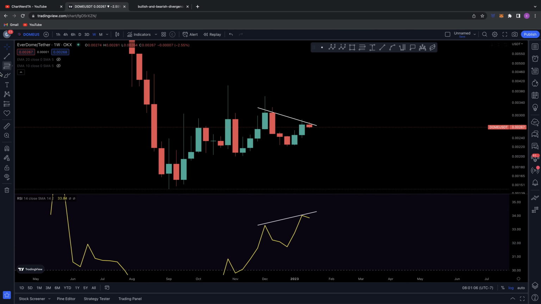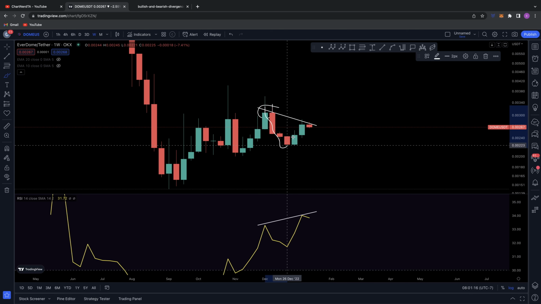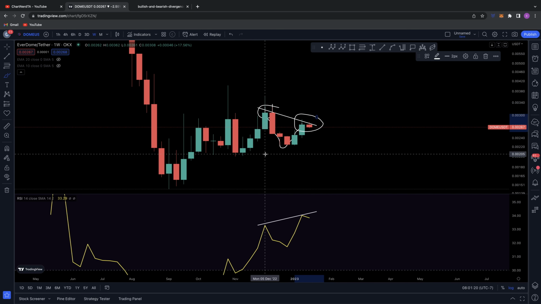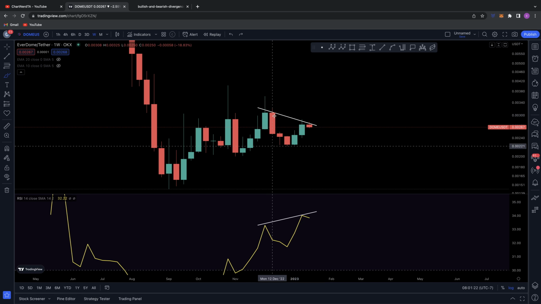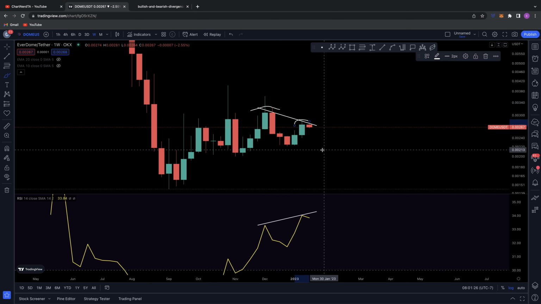Now, I've got these two trend lines in here, so you can see that DOME put in this close high here around 0.00308 on the 5th of December, and since then you've had this retracement, and currently you've produced a lower high, and you're being rejected. So what I wanted to point out to you guys is to keep in mind, you've put in lower highs here, so you've got this descending level of resistance.